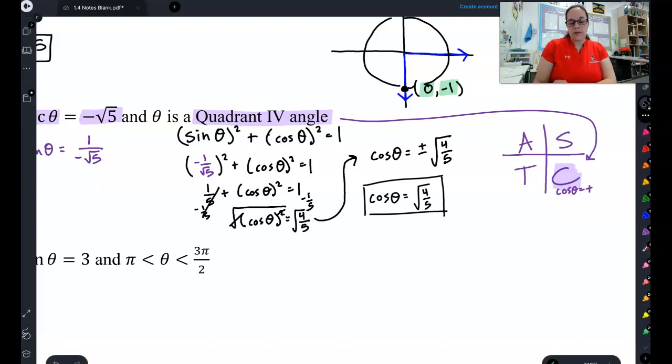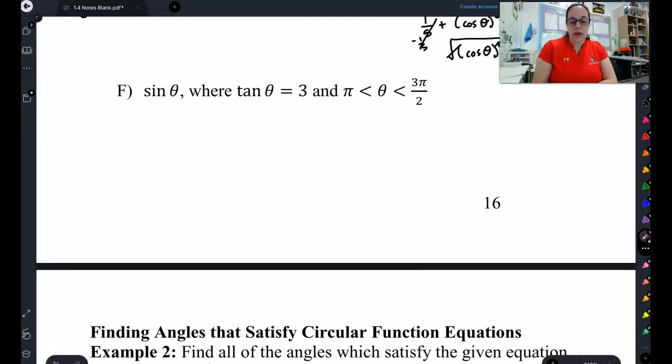Now, we know that this is a quadrant 4 angle right here. And we have, oops, I messed this up. All students, there we go. All students take calculus. The C means that in this quadrant, cosine is positive, the rest of them are negative. So because we're in quadrant 4, that means we want the cosine to be positive. And we're done. Let's try F.